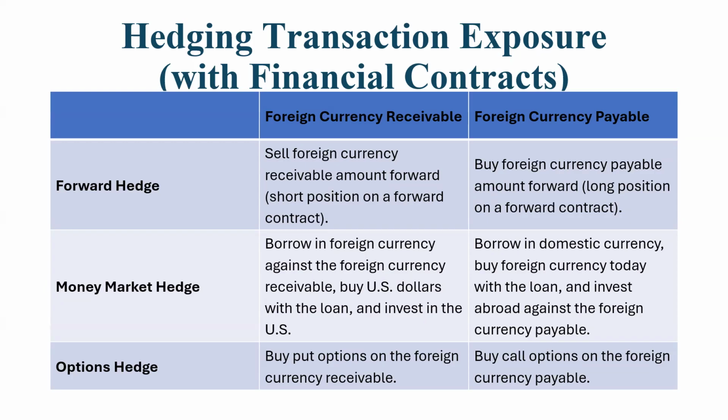So with the consideration of the foreign currency receivable that we've just covered, we can now move on to forward hedge for a foreign currency payable. Now, if a firm has a foreign currency payable, it can hedge the exposure with a long position on a forward contract. A long position means entering into a contract to buy foreign currency at a specified rate in the future. Therefore, effectively, the firm has locked in the rate it will buy foreign currency that will be used to settle the foreign currency payable.